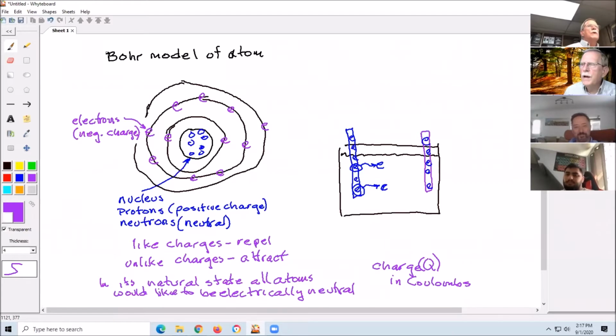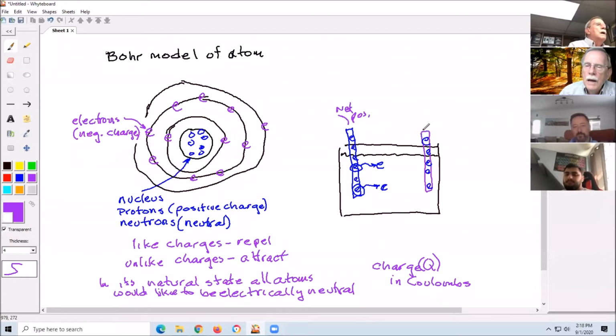Okay. What have we got more of in the plate? Protons. We have more protons than we do electrons. That means that this plate has more positive charges, more protons, than it does electrons. That means that this turns out to have a net positive on it.